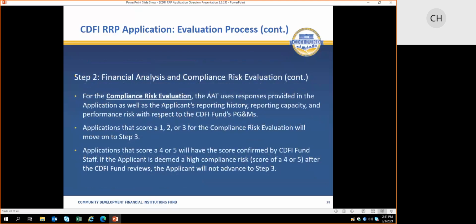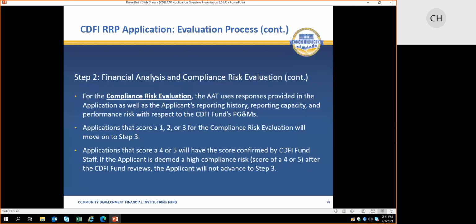In step 2, all applicants, regulated and unregulated, will also receive a compliance risk evaluation. There is an AAT tool within AMIS for this as well. It will look at the applicant's reporting history on any prior CDFI program or NACA program awards, reporting capacity, and performance risk with respect to their future PG&Ms.